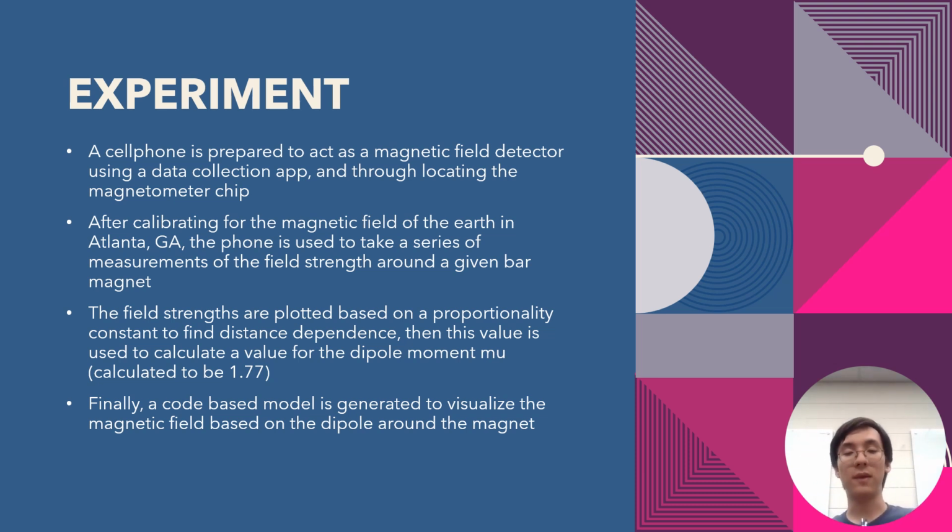This experiment involved a cell phone, which is prepared to act as a magnetic field detector, being used to determine the magnetic field at certain points around a small bar magnet. These field strengths were plotted proportionally on a graph to find distance dependence, and then that value was used to calculate the value for the dipole moment, which is then plugged into a code.